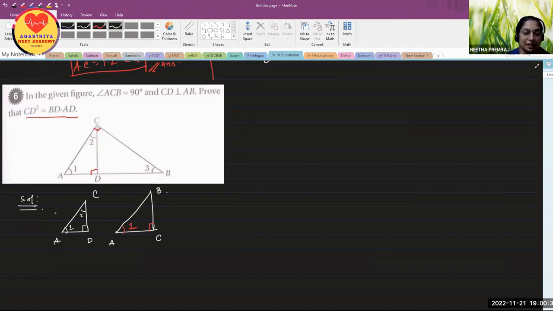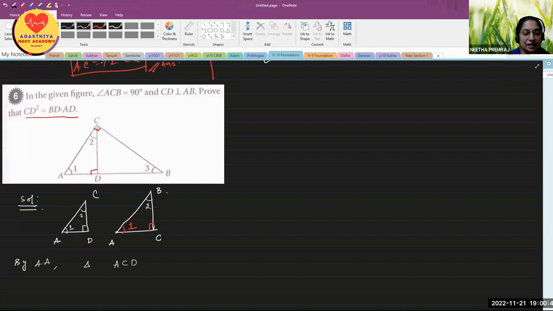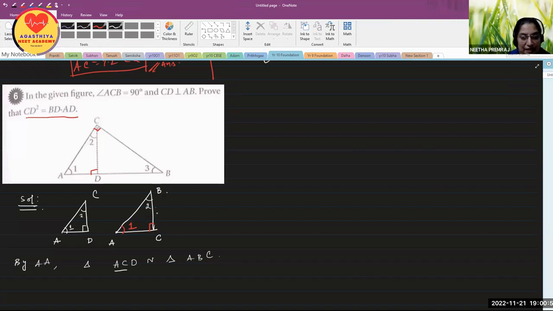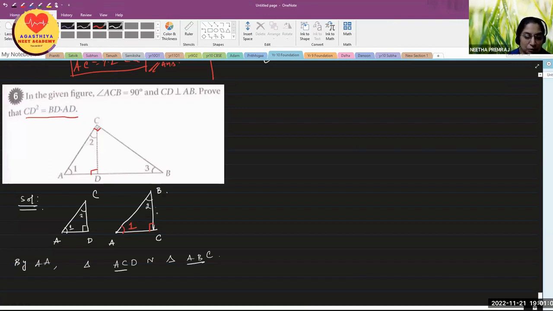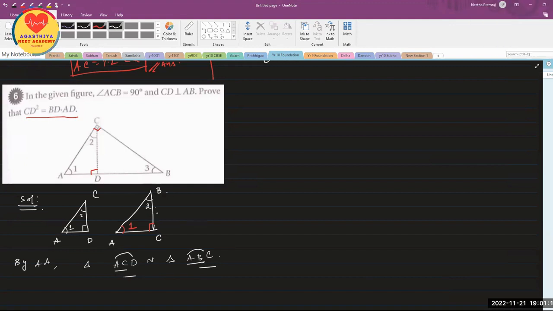By AA criteria, these two triangles are similar, isn't it? Two angles are equal. Obviously, the third angle must be equal, isn't it? This must be 2. By AA, triangle ACD is similar to triangle ABC. From this itself, you can write AC by AB is equal to CD by BC, that is equal to AD by AC.